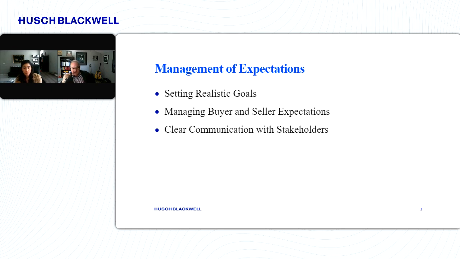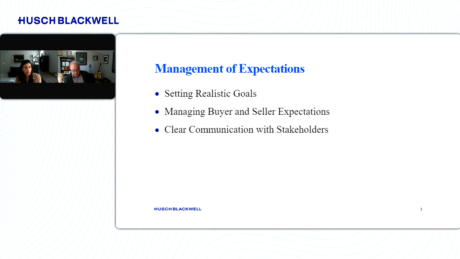Stakeholders in physician practices, clearly you have the owners, but then not all owners are positioned the same. You may have senior partners, junior partners, non-equity partners. All of these may have different expectations and goals in the transaction that you need to get them to articulate, and then you need to figure out how to honor those expectations or manage them so that they don't ultimately frustrate the transaction.